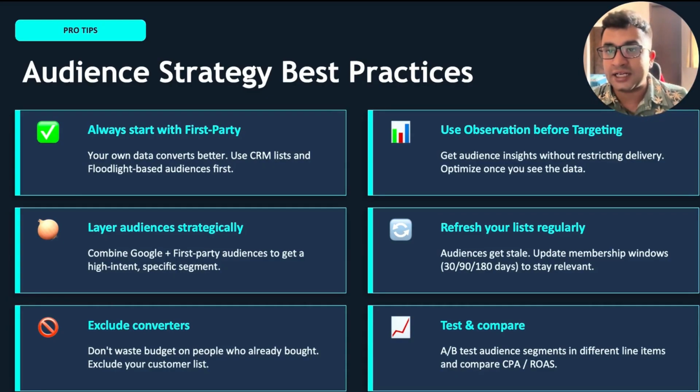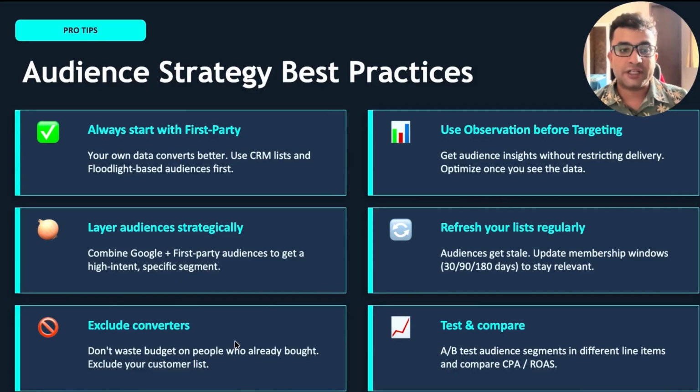Because if we do targeting directly, then we won't get the performance data, and we might restrict delivery because we have only selected that particular audience list. Whereas in observation mode, lookalike audiences and certain audiences which belong to that particular category are also shown your ads, right? So we can optimize once we see the data. We should use the observation method before doing the targeting.